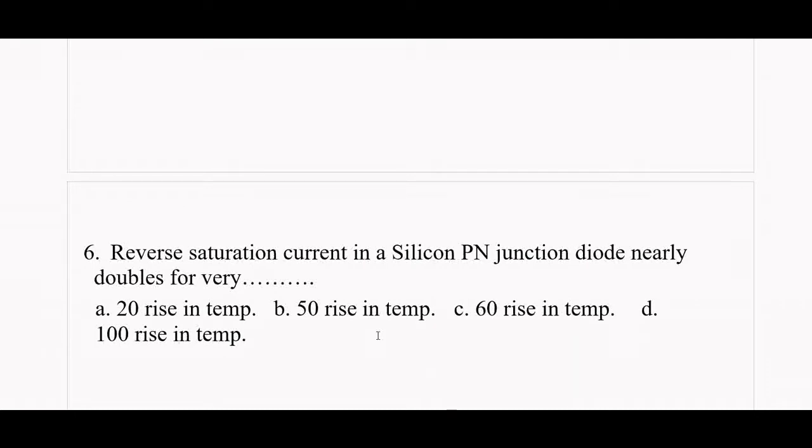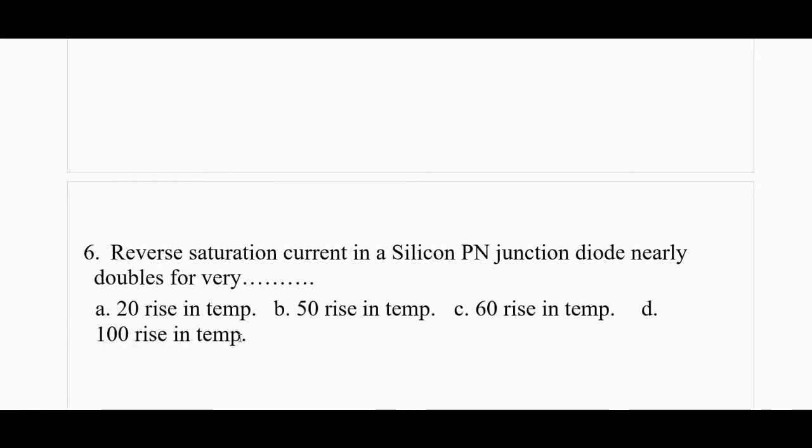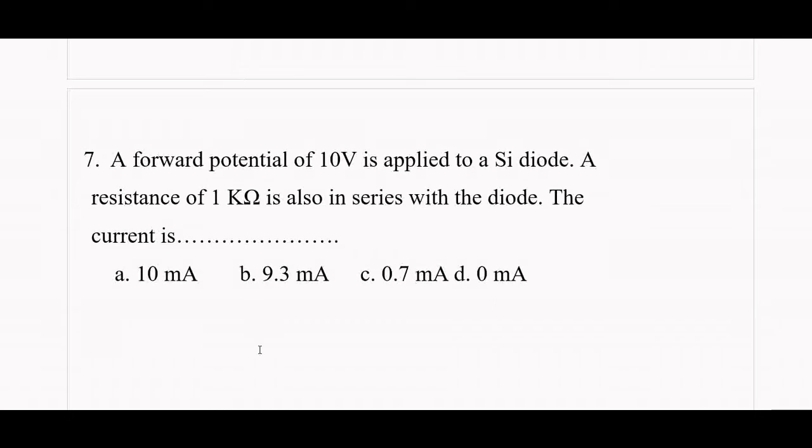Now moving on to question number 6. Reverse saturation current in a silicon PN junction diode nearly doubles for every dash. A, 20 rise in temperature. B, 50 degree rise in temperature, 60 degree rise in temperature, or 100 degree rise in temperature. So the answer is D, 100 degree rise in temperature. This is a completely theoretical concept. You need to remember this, 100 degree rise in temperature.